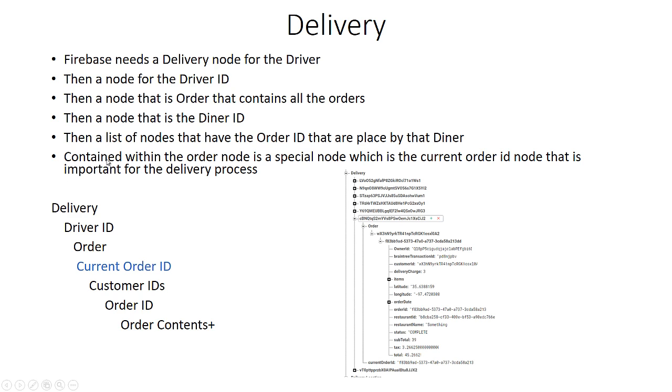Contained within that order node is a special node, which is the current order ID node, which is important for the delivery process. Right down here is the current order ID node, and that lets a different location database know, and lets the driver know, that this is their current order ID. So we can look at this location and know which order is my current order. Here's a mock-up of it, and here's the actual implementation. This current order ID is very important.